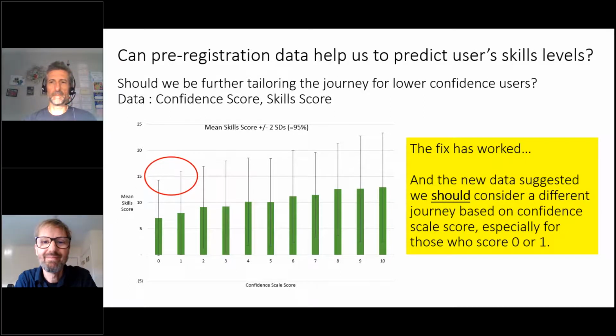Thanks, Paul. I've got a nice comment from Lee, who says, excellent use of analytics to determine the best journey for the end user. Explained well, and interesting to see how specific data and questions can influence results and outcomes.